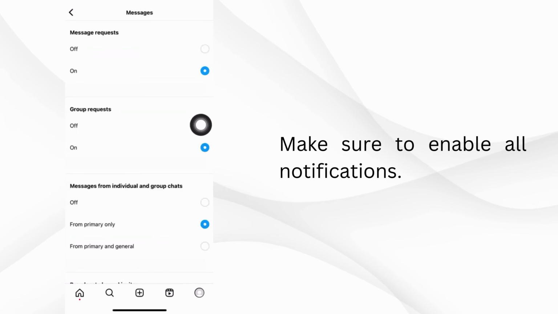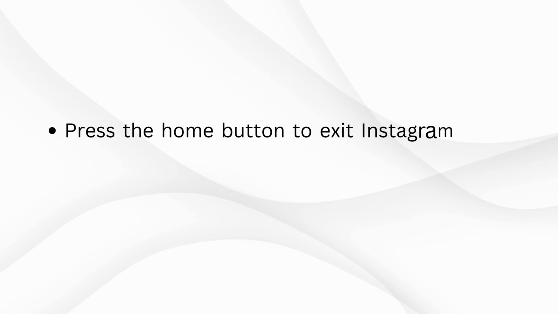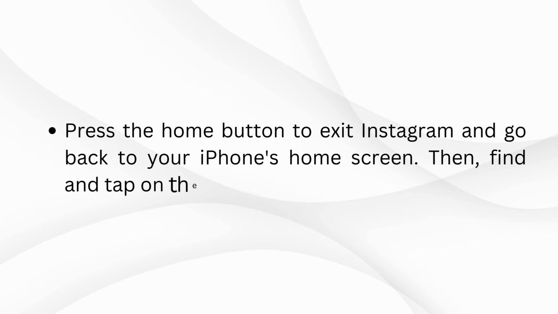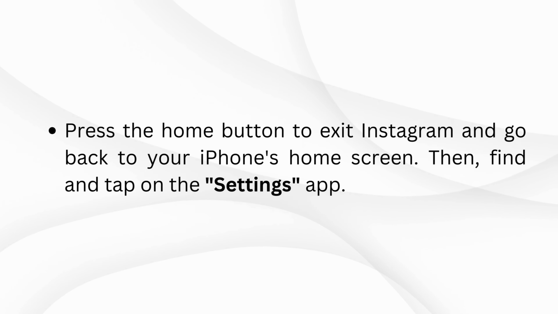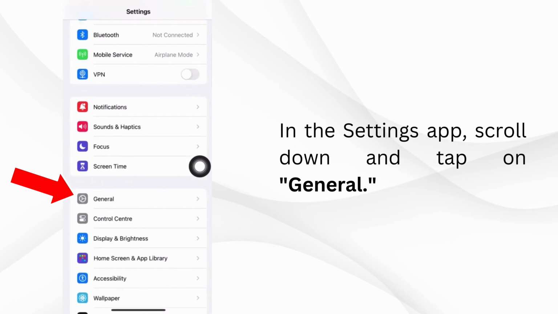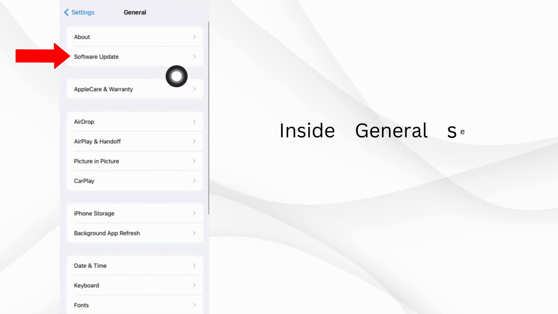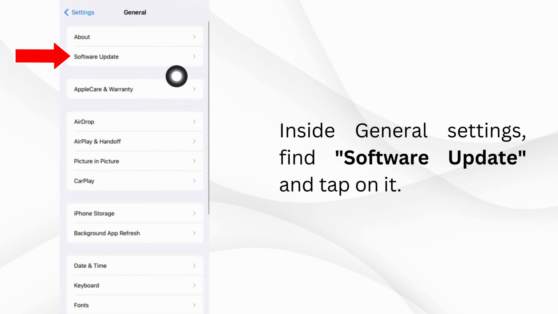Make sure to enable all notifications. Press the home button to exit Instagram and go back to your iPhone's home screen. Then, find and tap on the Settings app. In the Settings app, scroll down and tap on General. Inside General Settings, find Software Update and tap on it.